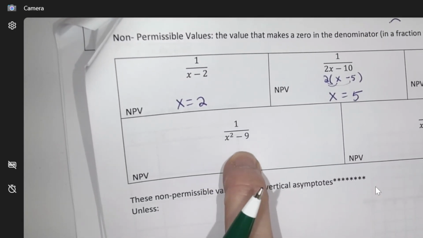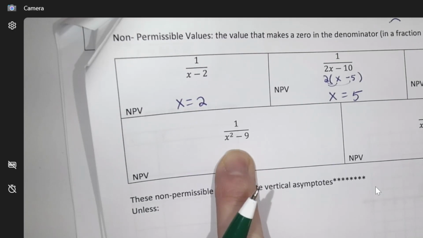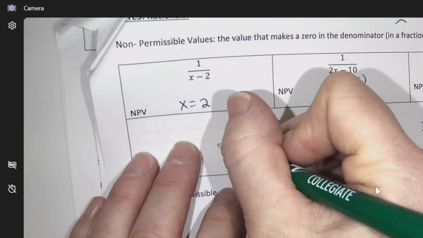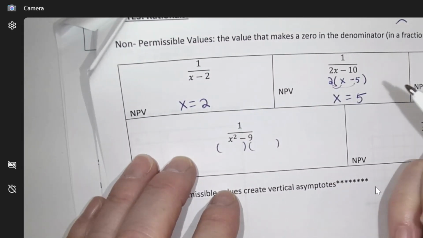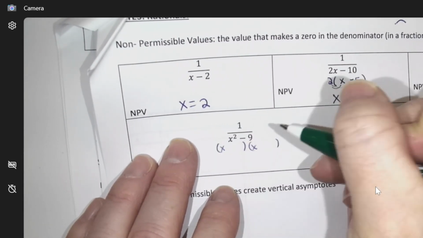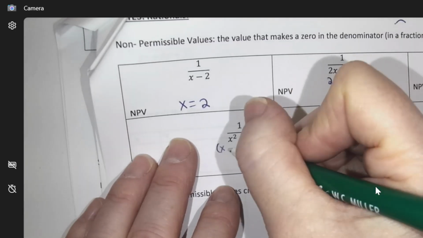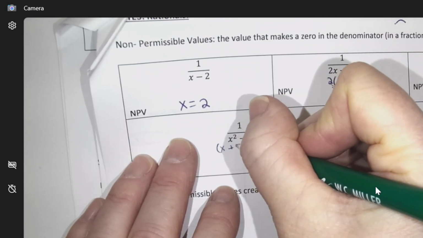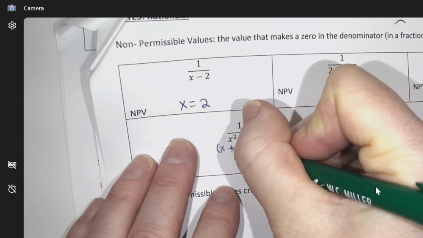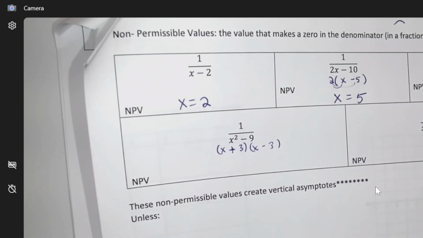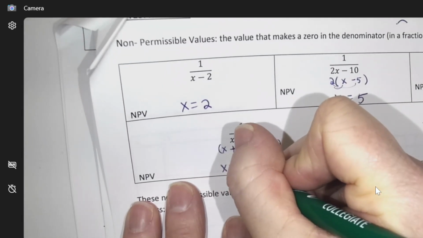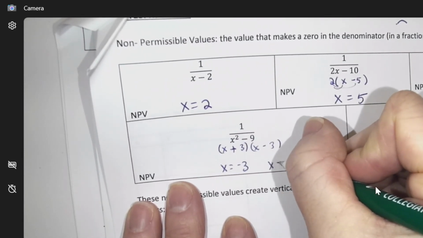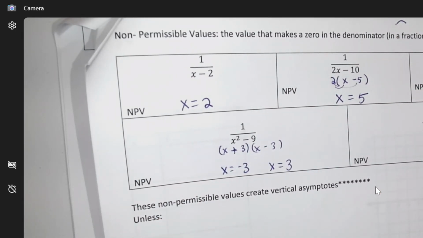Okay, which style of factoring is this one called? It's one of them. Difference of squares. So 2 brackets, x and x. How do you do a difference of squares? Plus, minus 3. So on this one, I'm actually not allowed to be 2 different values. There's 2 bad values. So x negative 3, x positive 3, those are the non-permissible values.